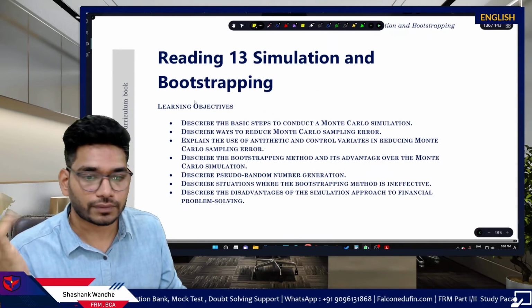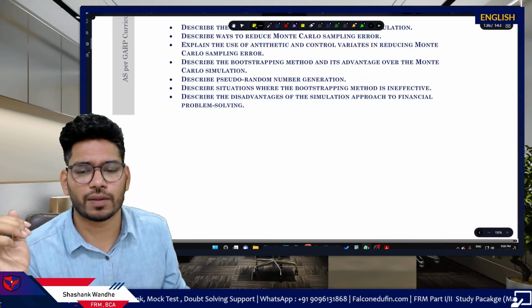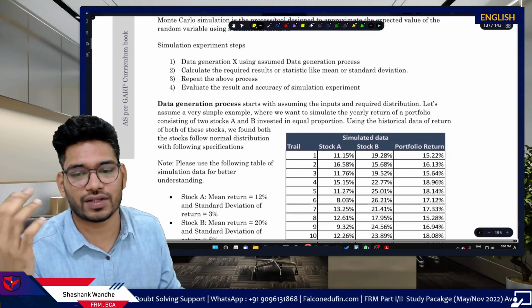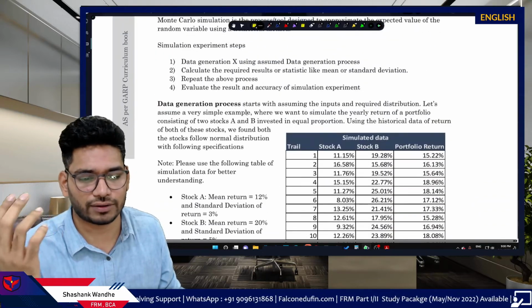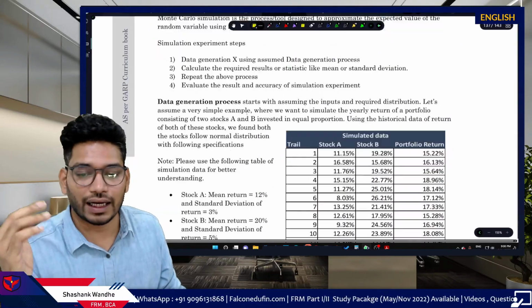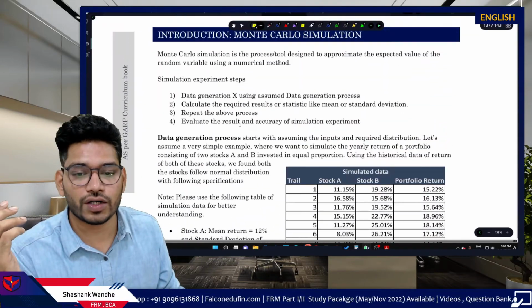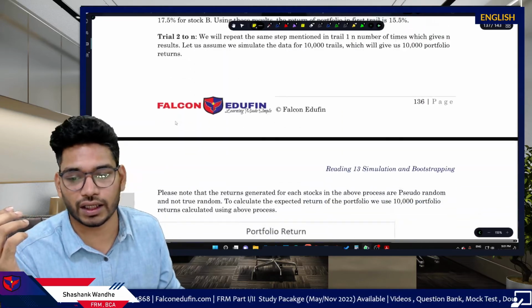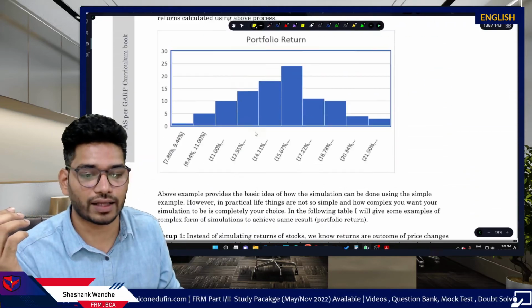Okay, now next is reading number 13, simulation and bootstrapping. A very generalized kind of reading where you can get tested on any area, but mostly you have to understand the concepts here and all the important points. So this reading starts with the introduction of Monte Carlo simulation, and this is the stock data, simulated data, and tier 2 and all like that.